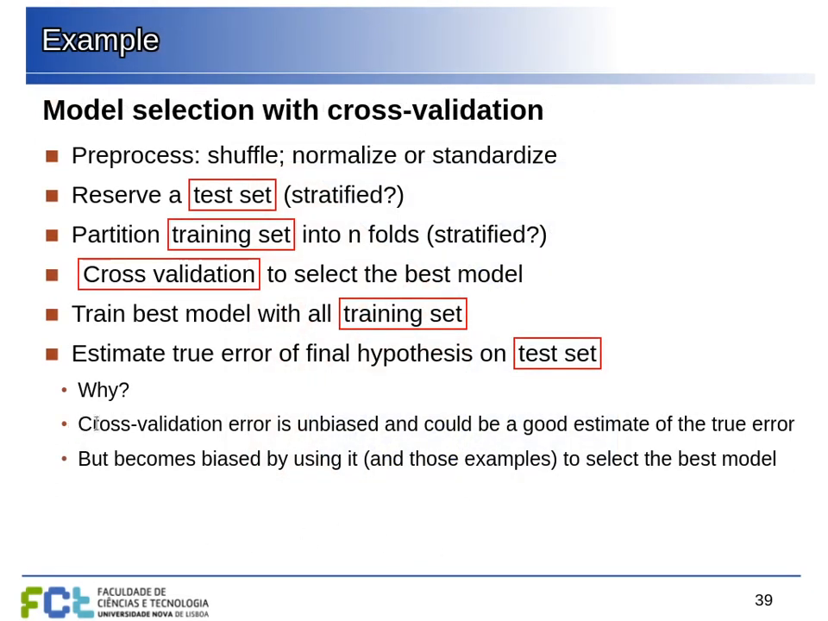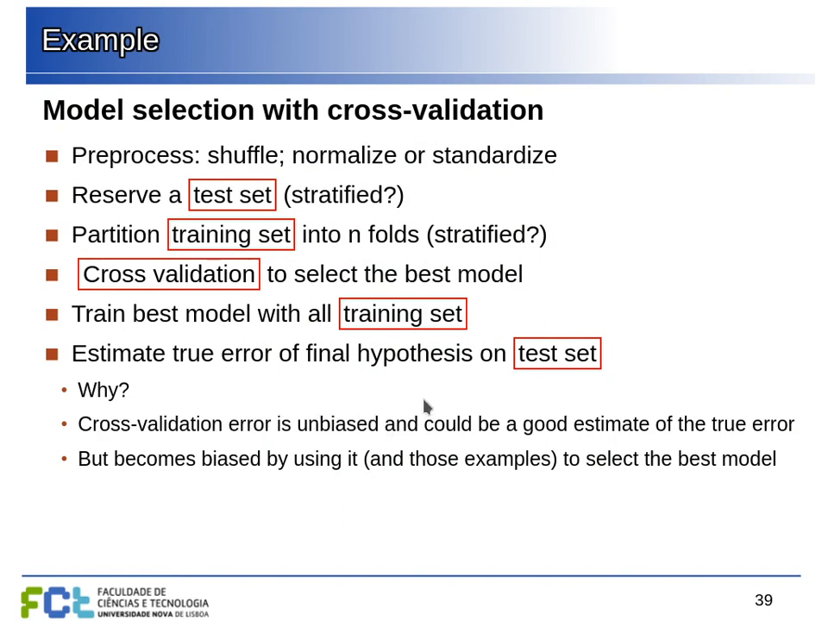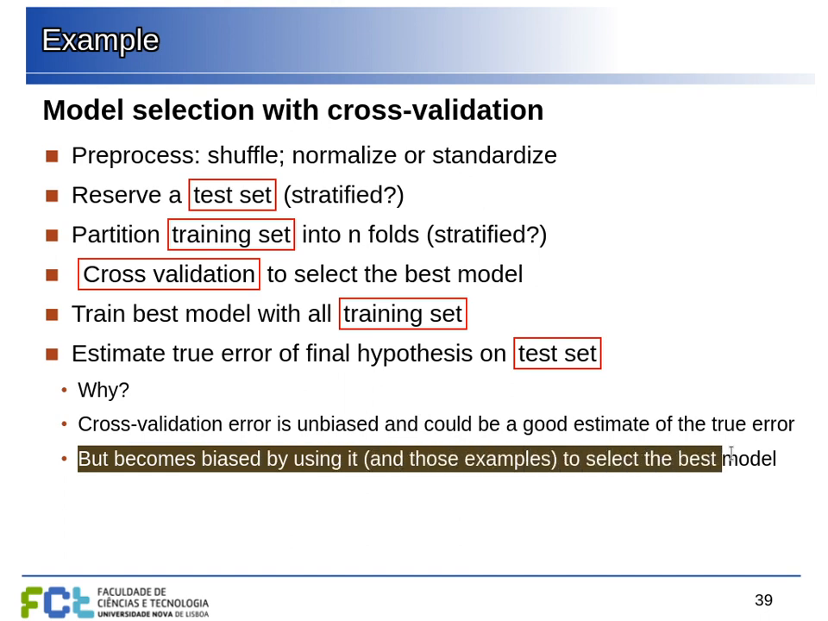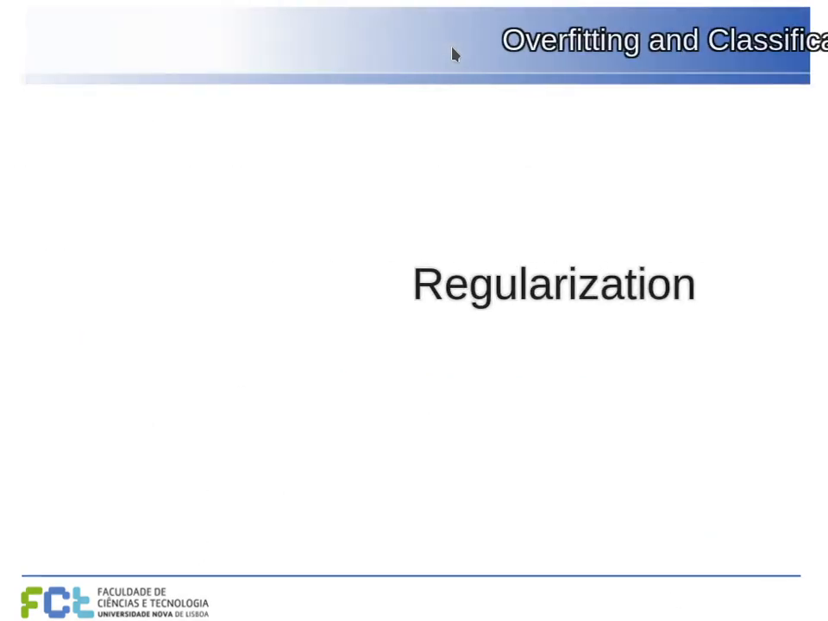Even though each individual estimate of cross-validation error is unbiased, the final result of choosing the best one becomes biased because we are using it to select the best model. And so we need this test set that we never use to make any decision to give us the unbiased estimate of the true error.